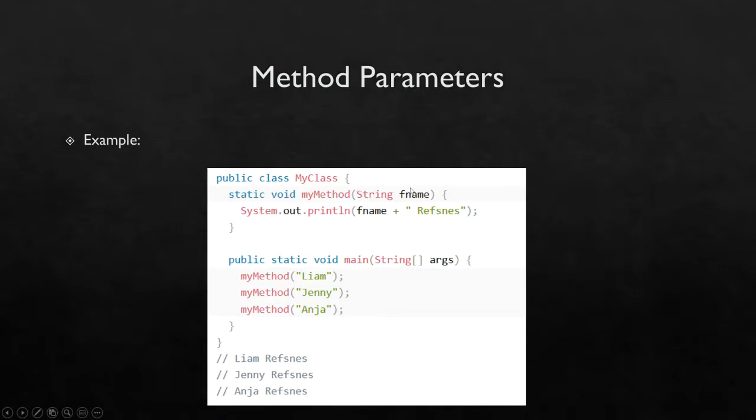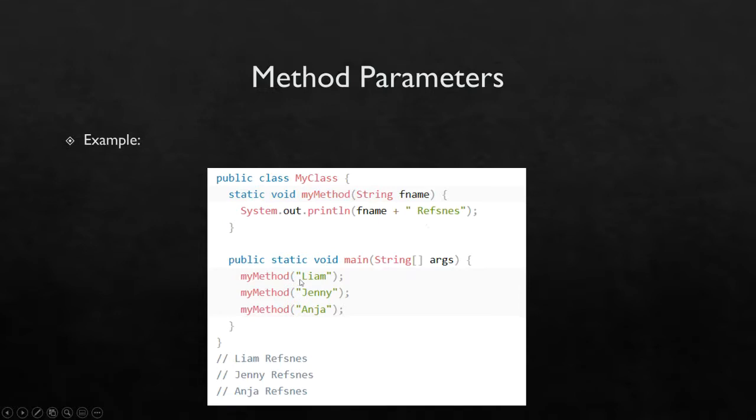As you can see from earlier, we don't have a code inside the parentheses sa method name natin. But here, we already have the String fname, meaning to say this is the first name. Kailangan natin ang parameter na first name. So from here, if you would print my method Liam here, it means siya na yung laman ni parameter here inside the method. So as you can see, if you try to run this one, ang output ni my method is meron siyang System.out.println, and then the first name, and then the constant string, which is Refsnes.